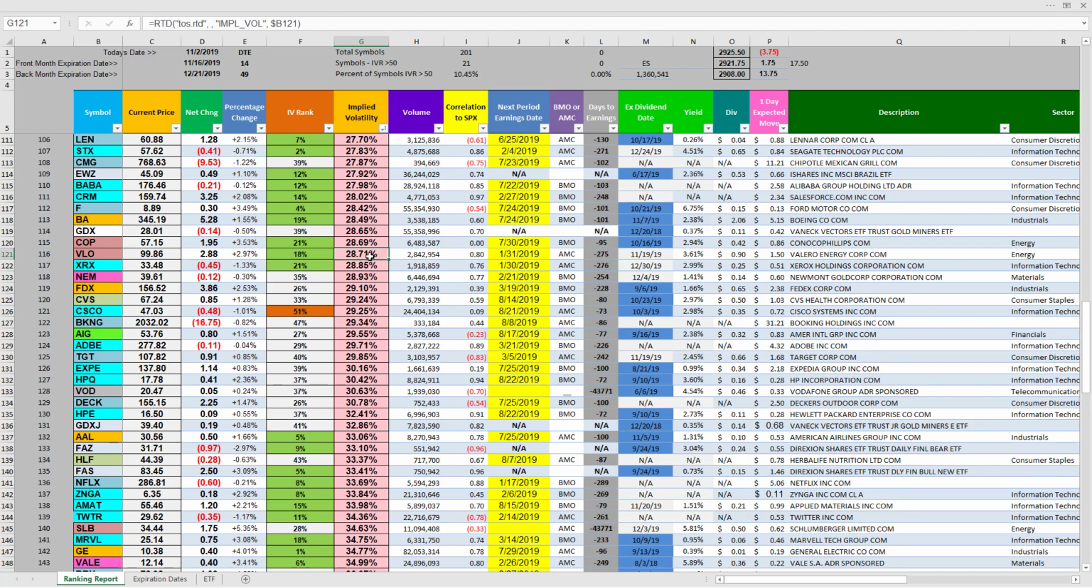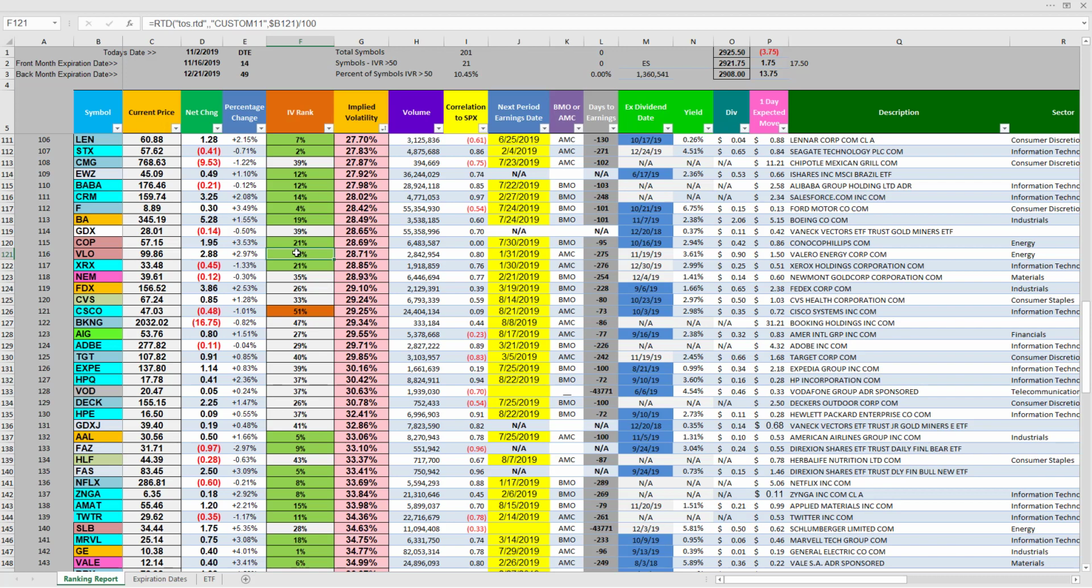Well, that's got about the same. That's got a 28% implied volatility. But look, the IV rank is only 18. So that means that even though it has the same implied volatility as Cisco, the implied volatility rank is so low, we wouldn't want to consider selling premium in that. In fact, we'd probably do a long premium, a directional type strategy.